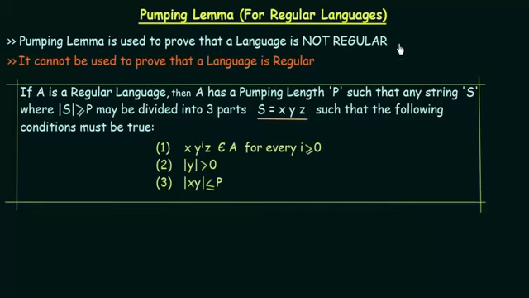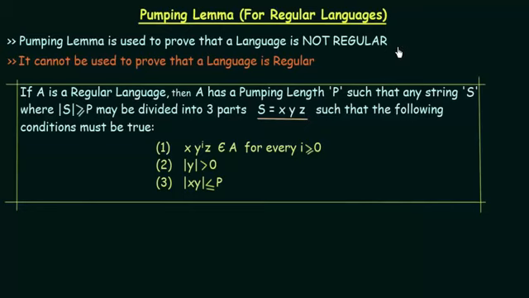Regular languages are the languages that can be represented or designed using a finite state machine. So all regular languages can be designed using finite state machines, and we know the properties of finite state machines, and we also know their limitations. Due to their limitations, there are some languages that cannot be designed using finite state machines, and those languages are known as non-regular languages.